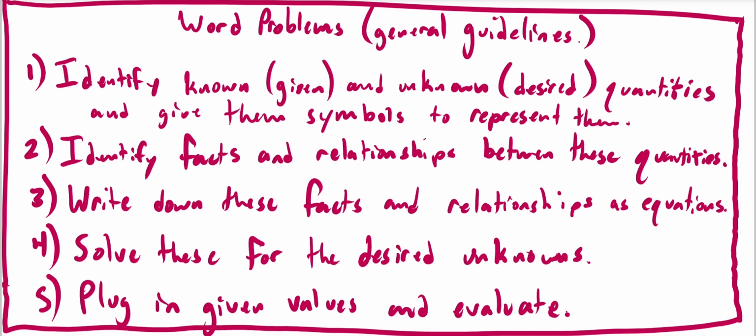You identify the known given information and the unknown, the desired quantities, and you give symbols to those quantities to represent them. Then we want to identify the facts and relationships between those quantities. We want to write down those facts and relationships as equations. We solve those equations, perhaps substituting one into another for the desired unknowns. And then finally, we plug in the numbers and evaluate.